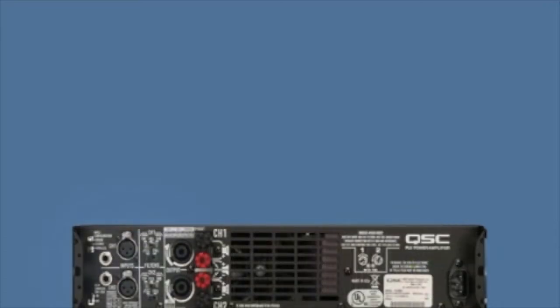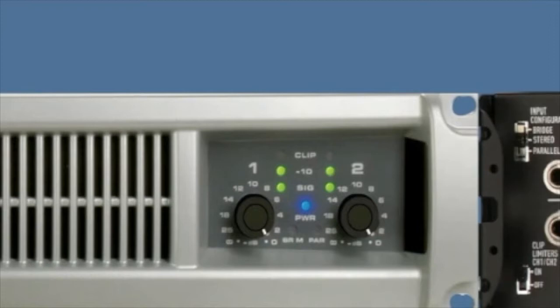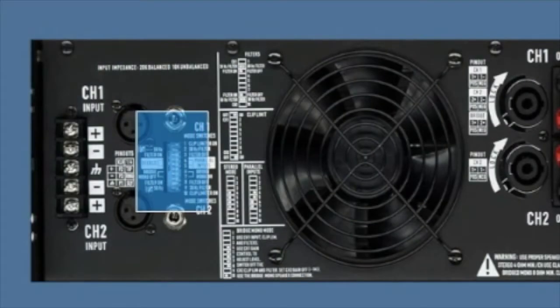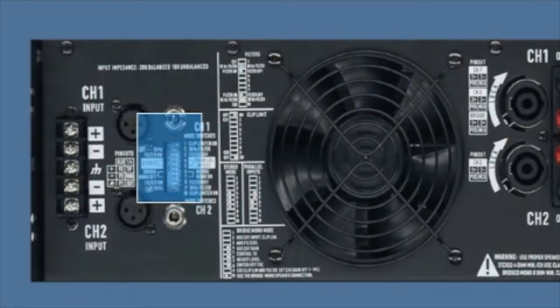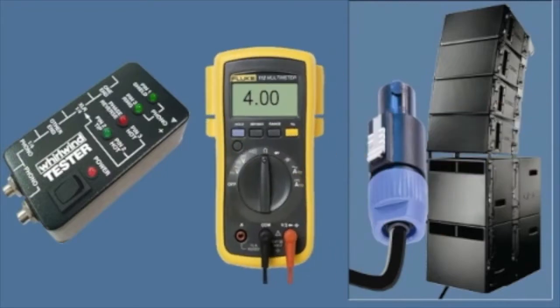Proper settings are critical to the amplifier operation. Before the amplifier is energized, the user should select the correct configuration mode: stereo, parallel, or bridged mono. Prior to energizing the amplifier, the control knob should be set to 0. Once the configuration settings are set, the loudspeaker cable should be tested for shorts. This can be checked with a speaker tester or basic volt-ohm meter.